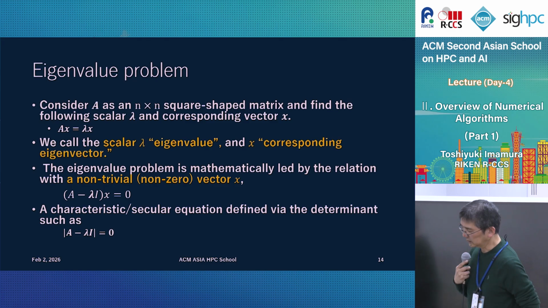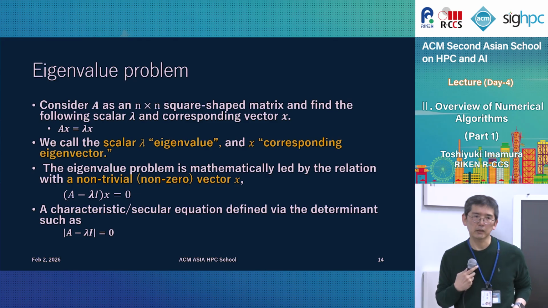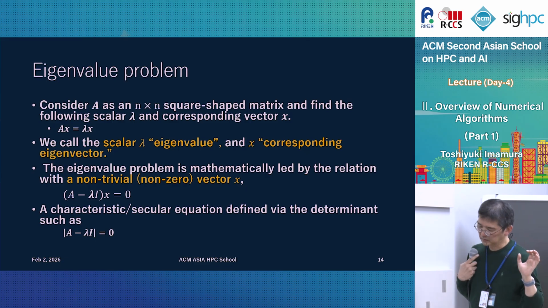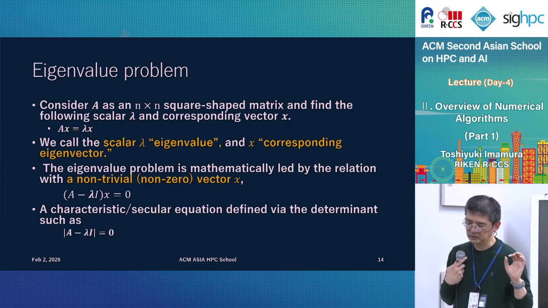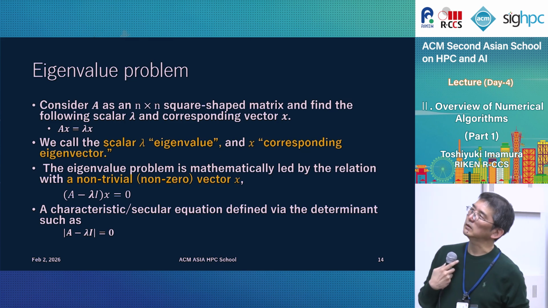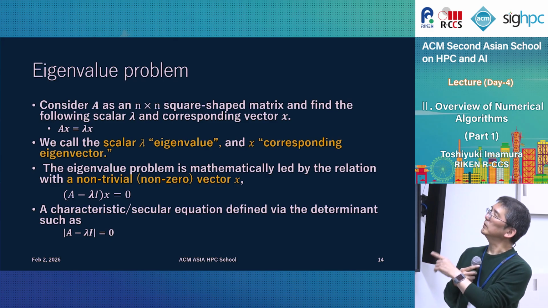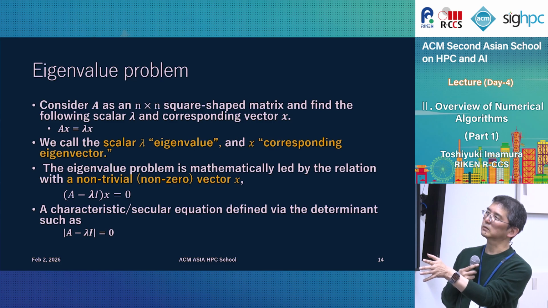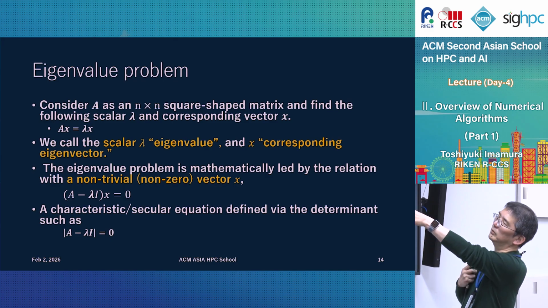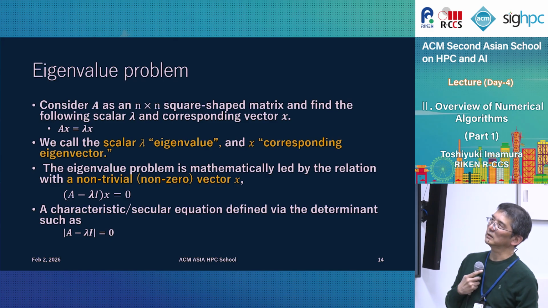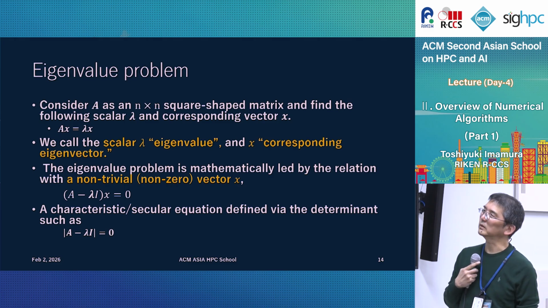Okay, so consider this relation. If we have a certain non-trivial, non-zero vector x and one scalar lambda such that Ax equals lambda x, then the scalar lambda is the eigenvalue of matrix A, and x is the corresponding eigenvector to the eigenvalue lambda.